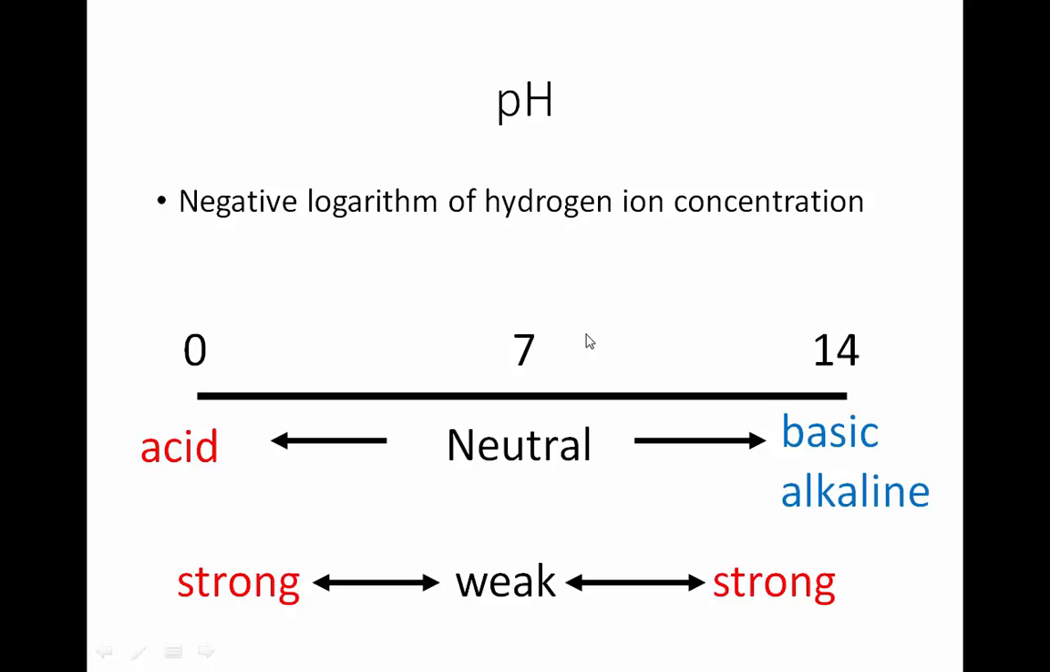Now if you go to something with a pH of 8, that would be a weak base. If you go up to a pH of 13, that would be a strong base. If you had a pH of 2, that would be a strong acid. A pH of 6 would be a weak acid. So that's really all we need to know about pH.